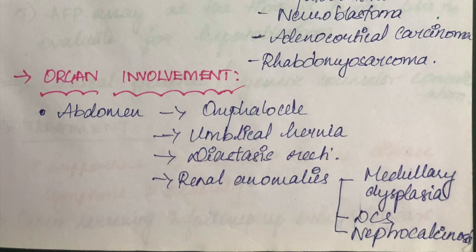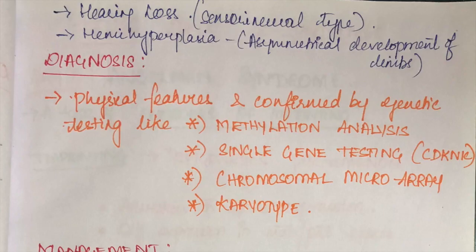These patients may also have hearing loss, which is sensorineural, and they can also have hemihyperplasia, which is asymmetrical development of a limb. So, how do we diagnose these patients? Usually, physical features are confirmed by genetic testing, like methylation analysis and single gene testing of the CDKN1C and IC, or we can also do chromosomal microarray and karyotype.